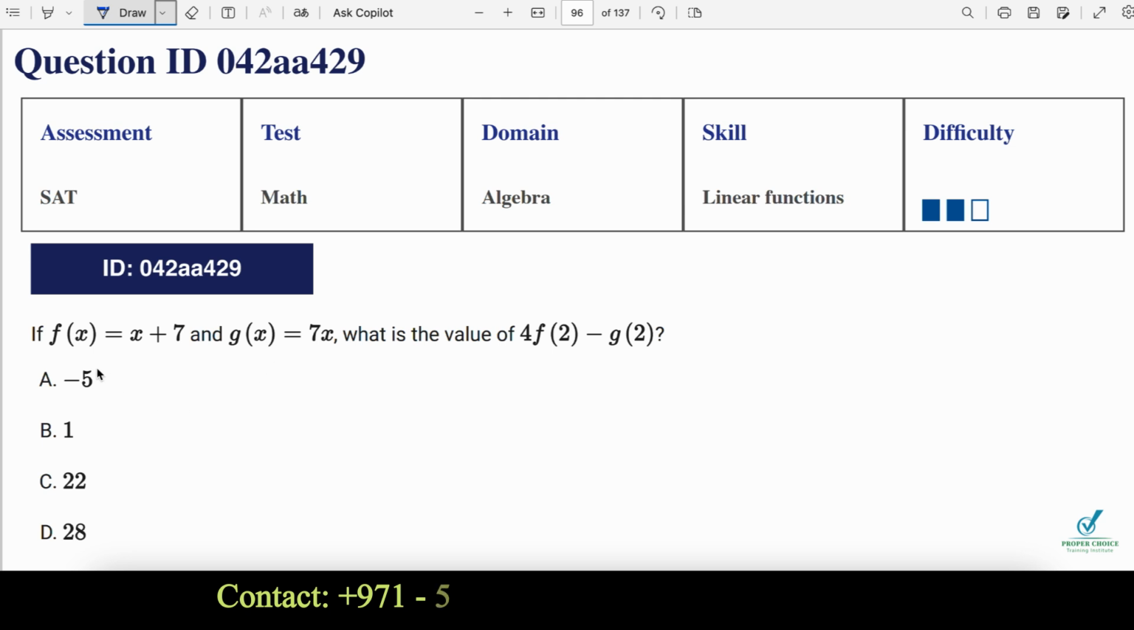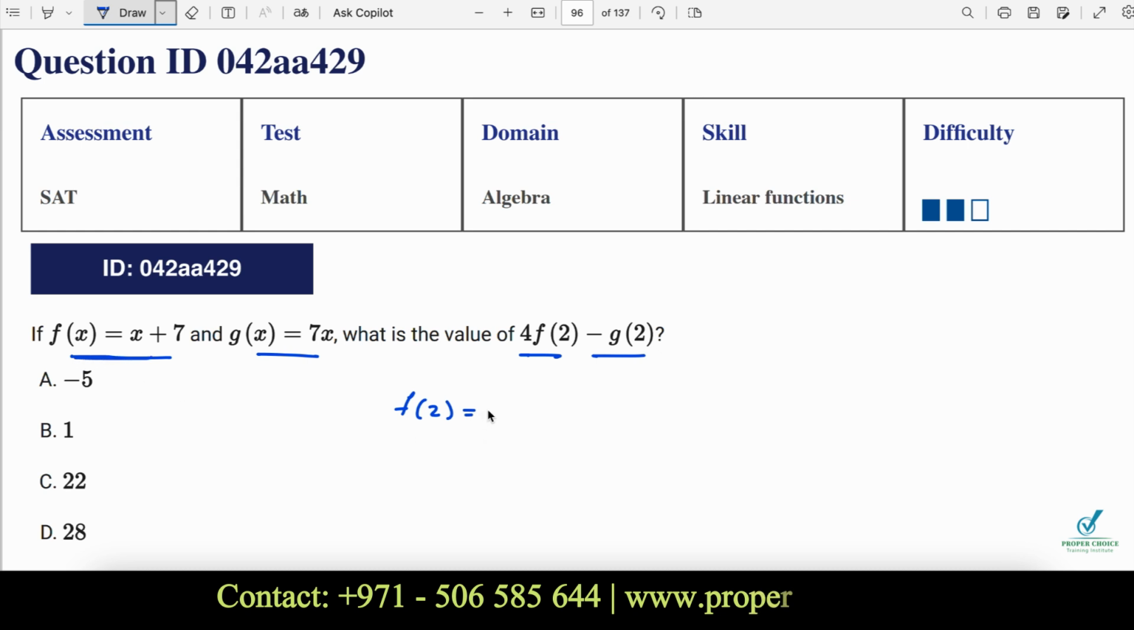So the question says, if f(x) equals x plus 7 and g(x) equals 7x, what is the value of 4 times f of 2 minus g of 2? It's simply substituting and solving. Replace x with 2 in each. When I'm saying 4 times f of 2, first solve for f of 2. While solving for the f function, I'll be using this equation, that is gonna be 2 plus 7, which is gonna be 9, and solve for g of 2.